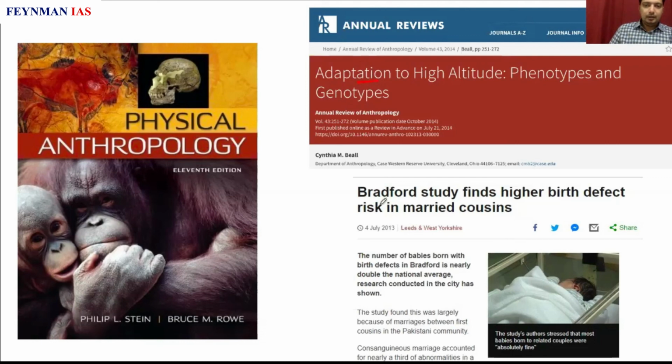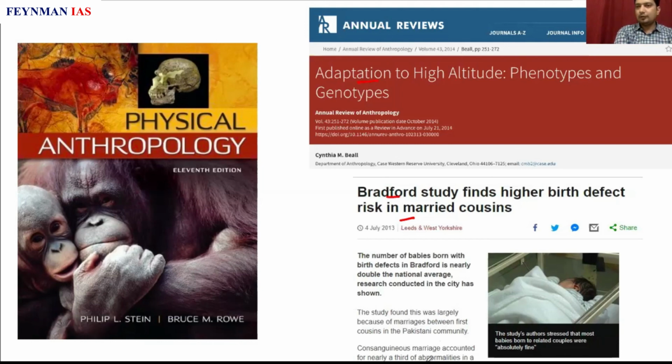And then newspapers, like "Bradford study finds higher birth defect risk in married cousins." Where is it connected? It is connected to consanguineous marriages, right? Cousin marriages, where a UK study analyzed 11,300 babies, and one third of the babies had some abnormalities. So how cousin marriages, inbreeding, lead to problems. So cite these types of studies. This is how you add value, which happens only after understanding the scope and content.